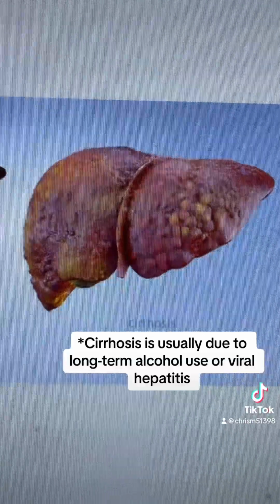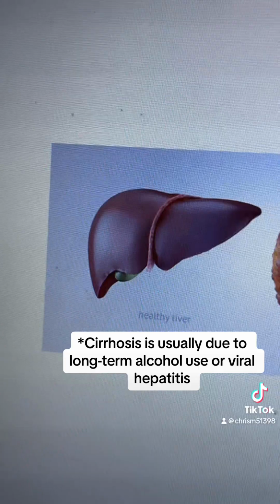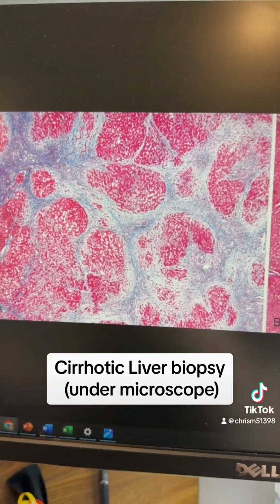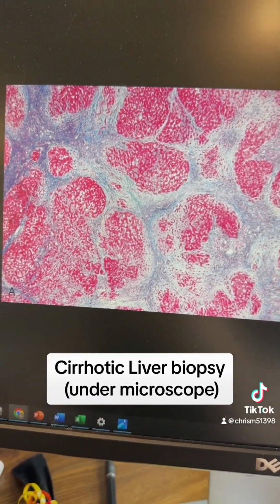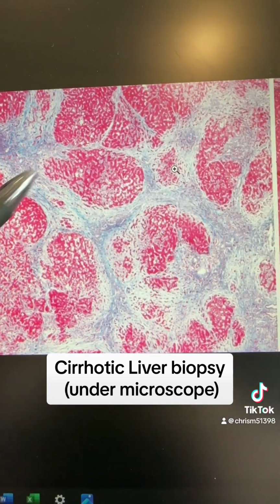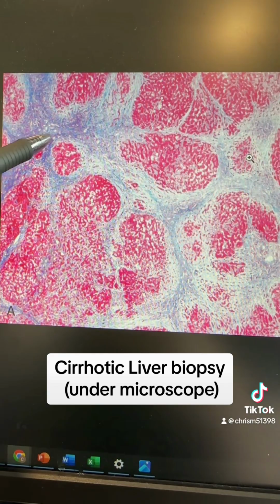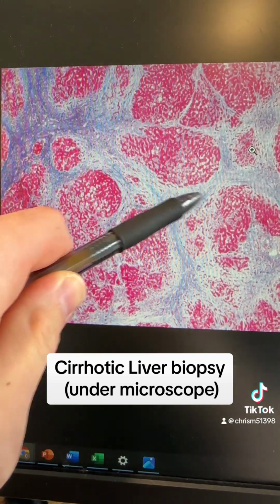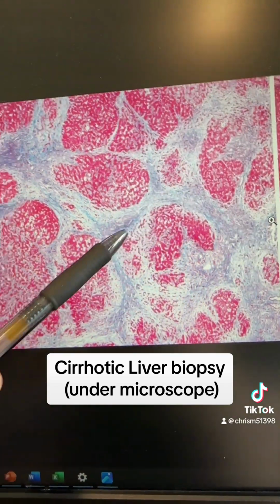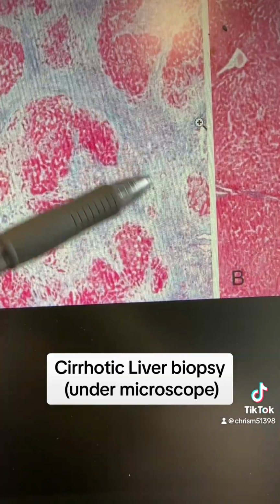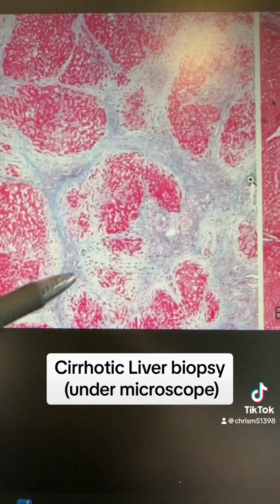Cirrhosis is when the liver becomes scarred and fibrotic, instead of smooth and healthy. Here we can see a biopsy or a sample of a cirrhotic liver under the microscope. All of these pink nodules are liver parenchyma, and all of this purple stuff, these are all bands of fibrosis. This is collagen being stained purple by a trichrome stain. This is all the scar tissue that we're talking about.